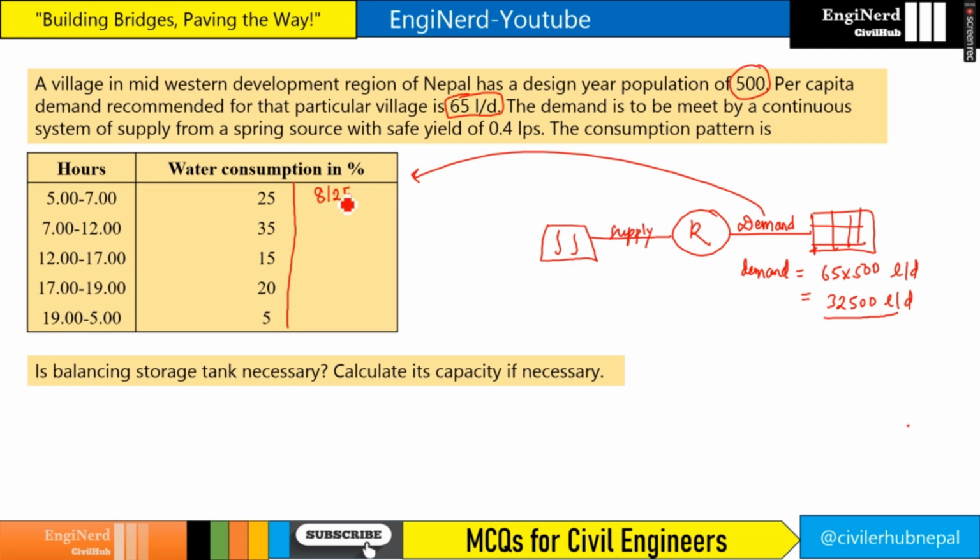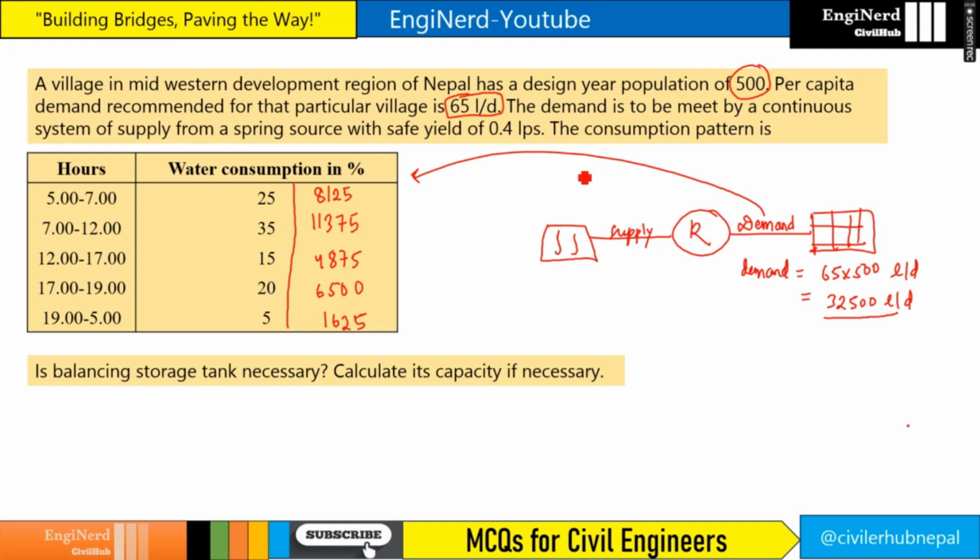35% of 32500 is 11,375, and 15% of 32500 is 4875, and 20% of 32500 is 6500, and 5% is 1625. Now this is the demand, right?